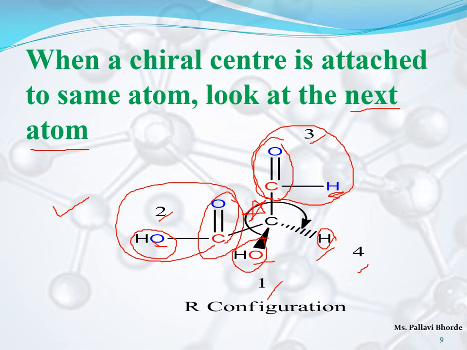Now we have drawn this arrow. The job is easy now. The arrow moving through 1, 2 and 3 is moving in a clockwise direction, and the fourth priority group is below the plane. So what will be your answer? The answer for this configuration is R configuration. I hope you have understood RS configuration and all the special cases.